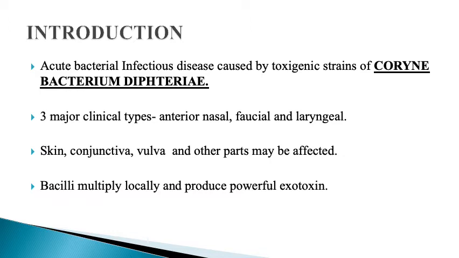These bacilli multiply locally and produce powerful exotoxins. These exotoxins are responsible for the formation of a grayish or yellowish membrane, commonly over the tonsils, pharynx, or larynx, and this membrane cannot be wiped away. This exotoxin may also cause marked congestion, edema, or local tissue destruction, along with enlargement of the regional lymph nodes and signs and symptoms of toxemia.